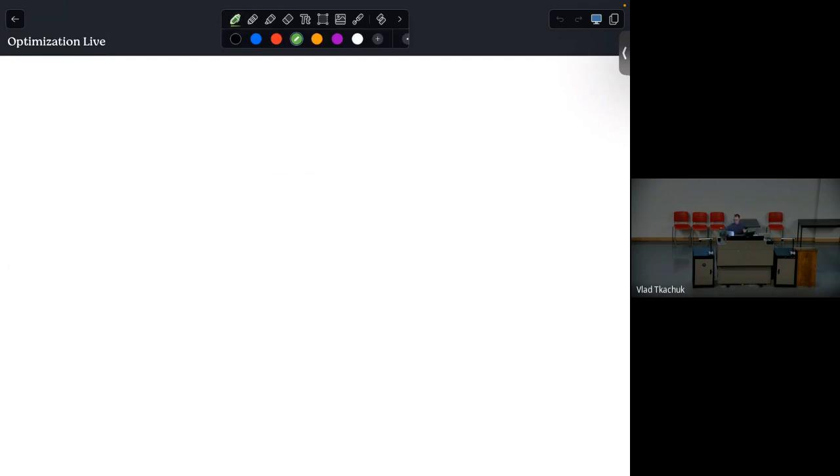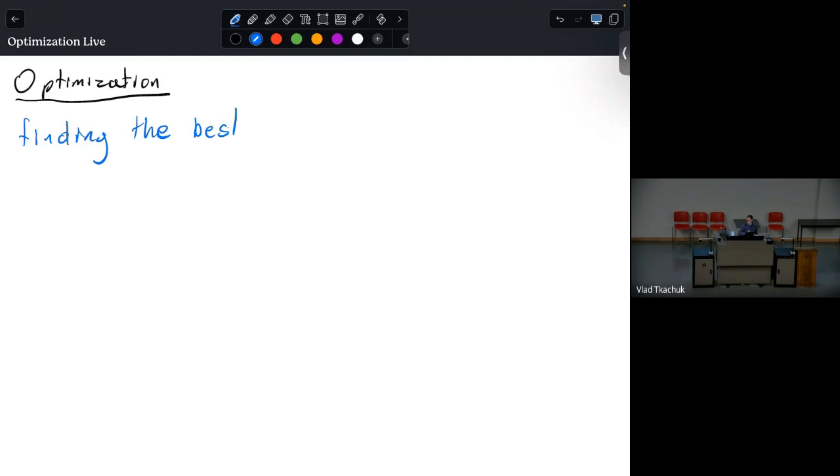Okay, so how are we going to search through all these functions? So this is optimization. And the story, what is optimization? It really is this story of finding the best solution from a set of possible solutions. Okay. Already seems to fit our needs. We have the set of possible functions. We need to find the best possible function.